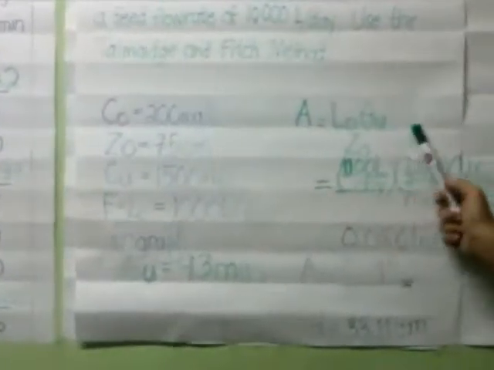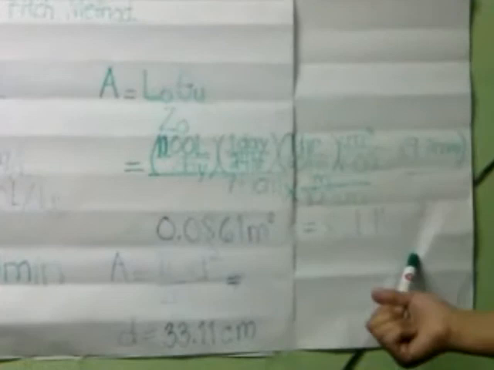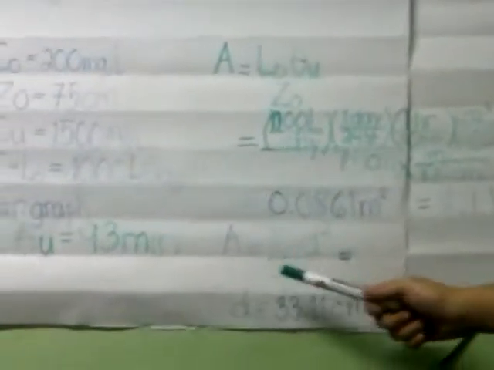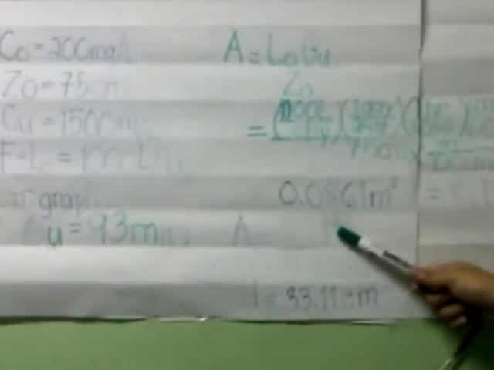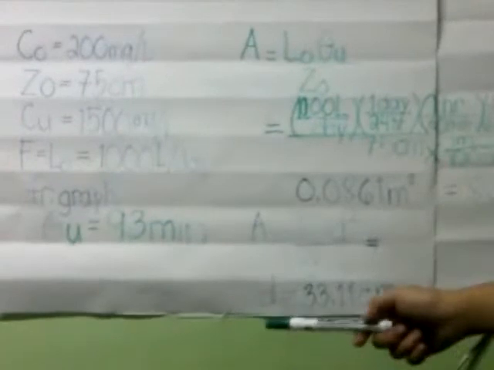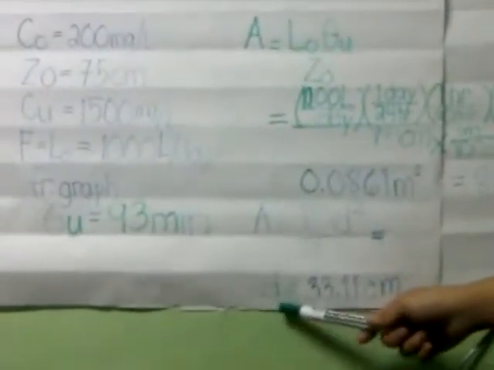So using this formula, we can get the area. And substituting the data, we can get 861.11 centimeters squared. Then, since area is equal to pi over 4 d squared, we can get the required diameter, which is equal to 33.11 centimeters.